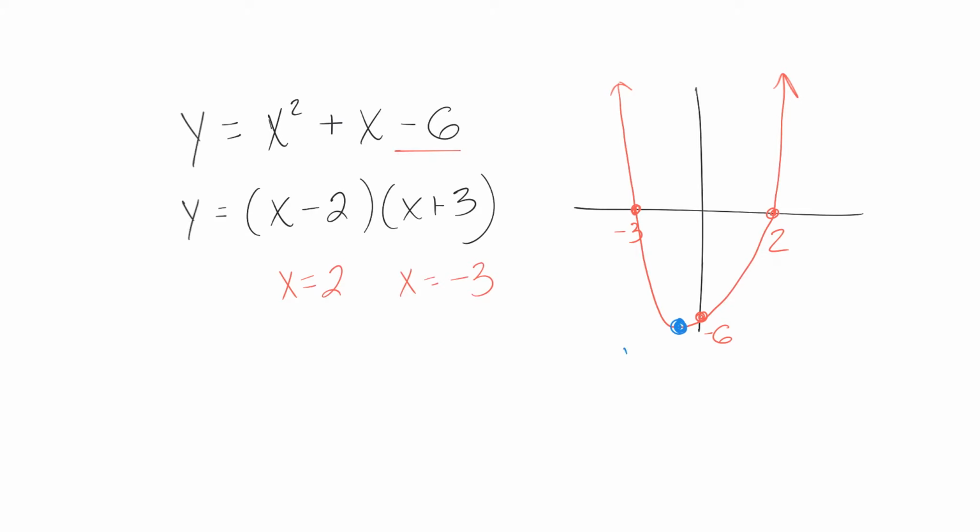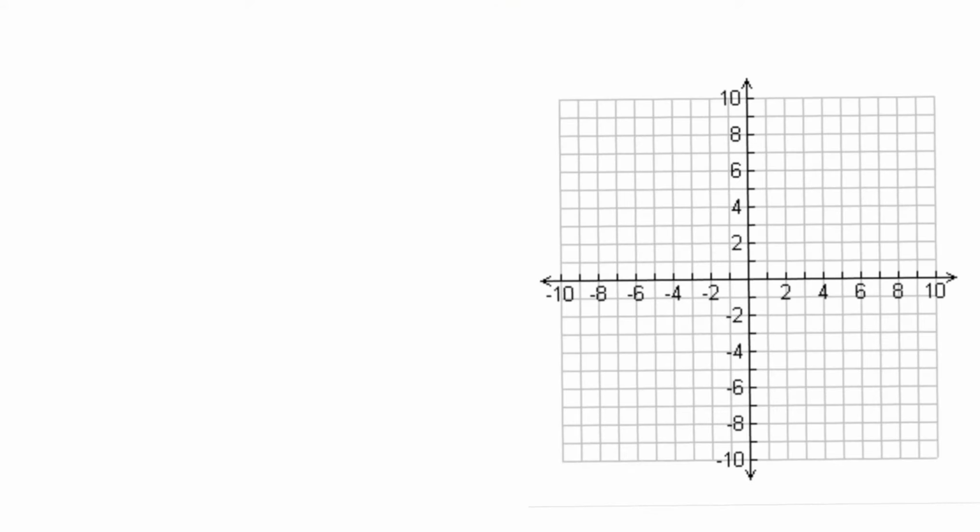So you've got your vertex, your y-intercepts, your x-intercepts, and this bad boy is opening up because this is a positive function. Okay, so we are going to take the absolute value of this, which isn't too terribly tricky. So let me draw this a little bit nicer real quick. Okay, so what was our function? We were working with y equals x squared plus x minus 6.